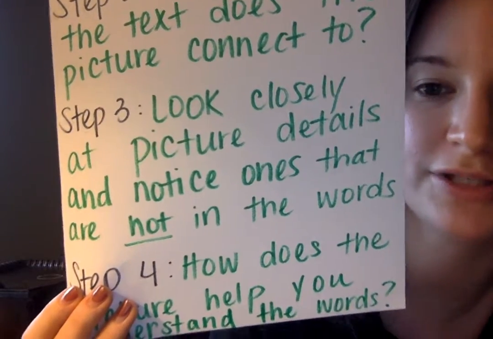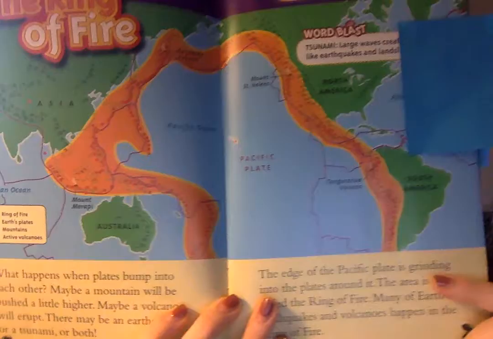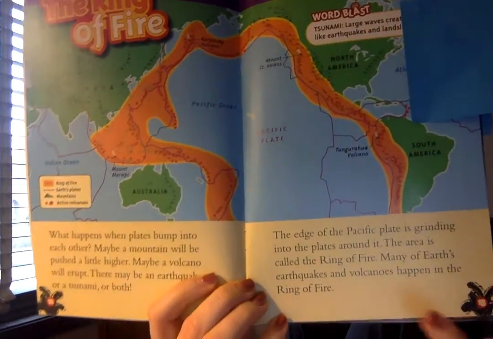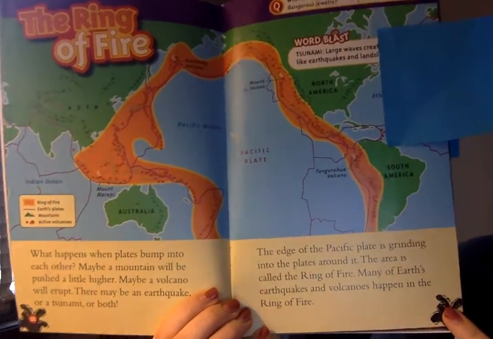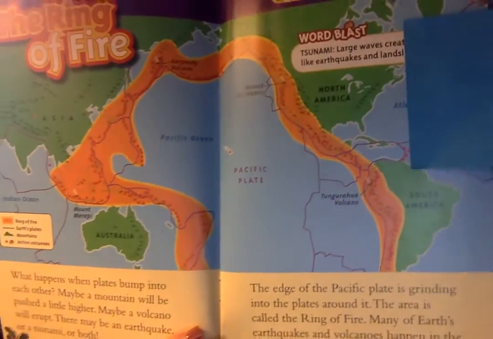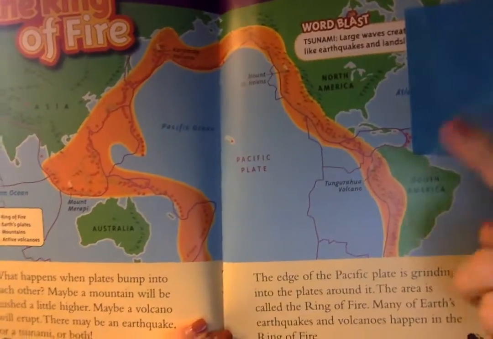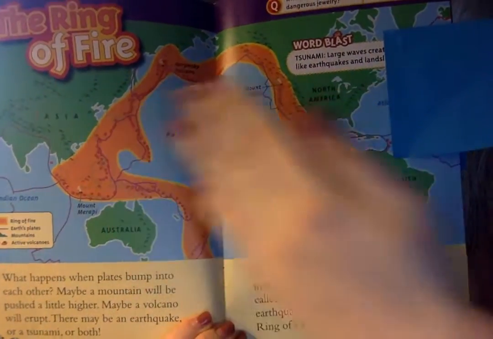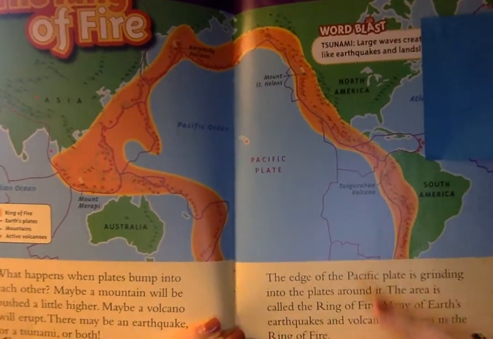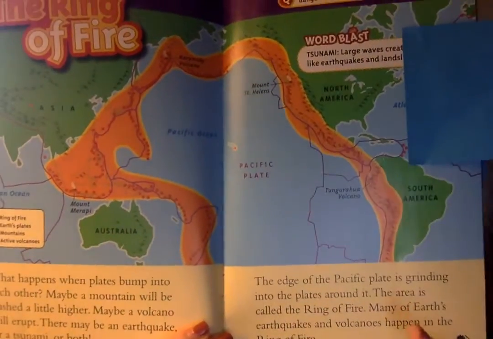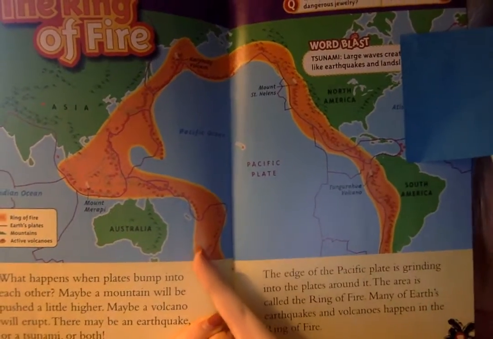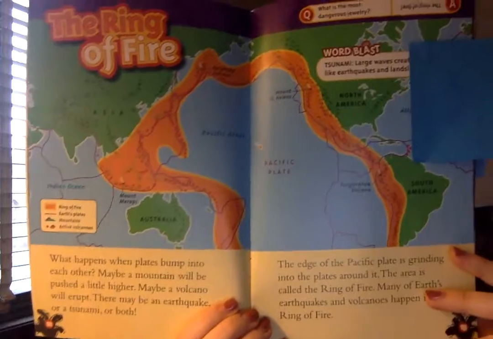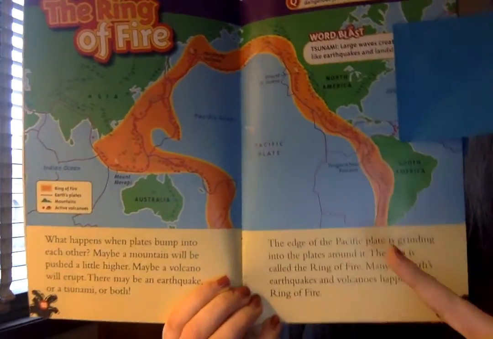Step 3, look closely at the picture details and notice details that are in the picture but not in the words. So looking closely at this picture, and also reading our words, we know that the words on these pages, just to summarize for you guys, really tell us exactly what the Ring of Fire is and how it's the source of many earthquakes and volcanoes on our Earth. However, one detail that I noticed in the picture, and that is not in the words, is where exactly it's located in terms of what countries it's between, and that it really surrounds the Pacific Ocean. So we can tell based on the picture that the Ring of Fire is surrounding the Pacific Ocean, and that it's between continents like North America and Asia, and South America and Australia. So this picture really clarifies where exactly the Ring of Fire is and gives us a little more detail on what it looks like and what its shape is.